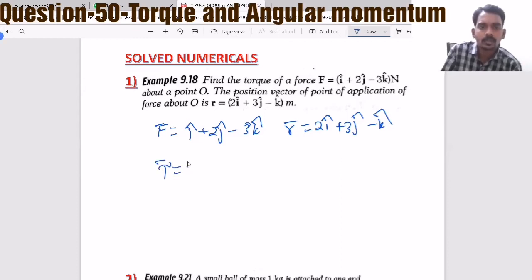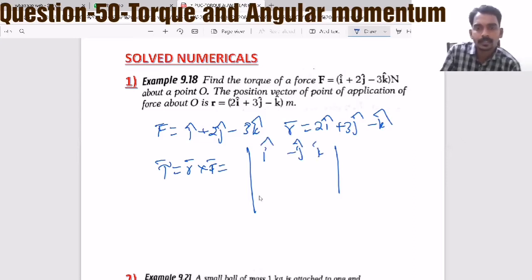So the torque tau equal to r bar cross F bar. That means you have to go for a determinant, that is i, j, k. Alternately plus, minus we will take. Then the coefficients of r bar: 2, 3, minus 1. Then 1, 2, minus 3.